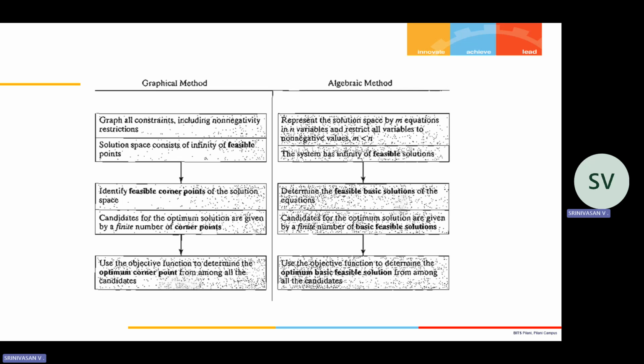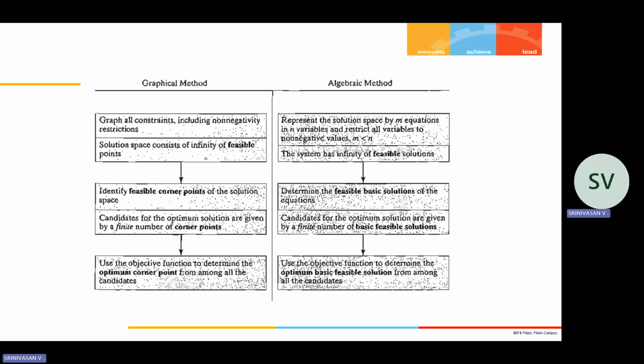When it comes to algebraic method, which we are going to do by simplex method, dual simplex method, two-phase method, or big M method, all those methods are known as algebraic method because you are dealing with the equations and tables and then doing iterations. Okay, right. So what's the difference now?